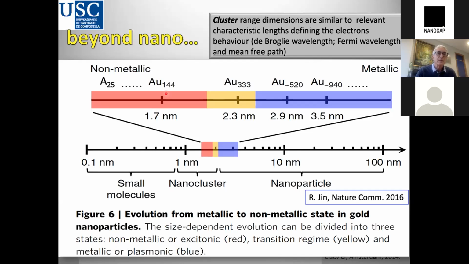In this area, the particles no longer have this metallic behavior, they have a less metallic behavior. And in particular, we are focused on the smallest sizes of this area. So we usually work with clusters below, let's say, 20 to 25 atoms. So from 2 to around 20 atoms.